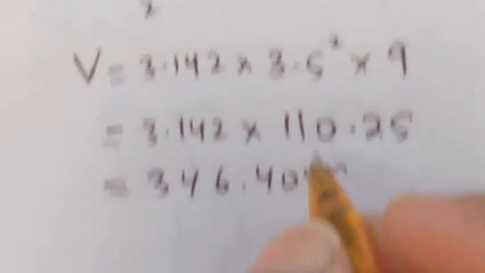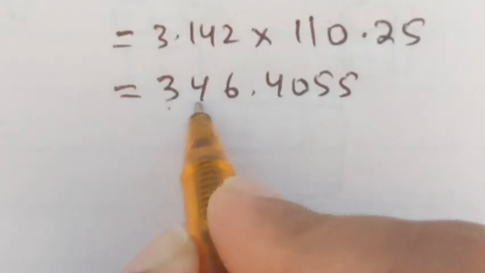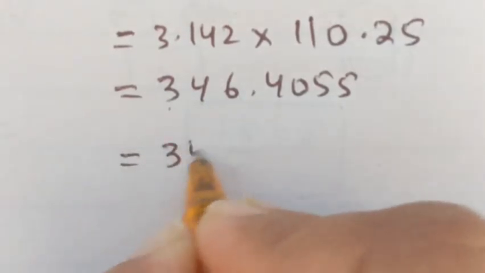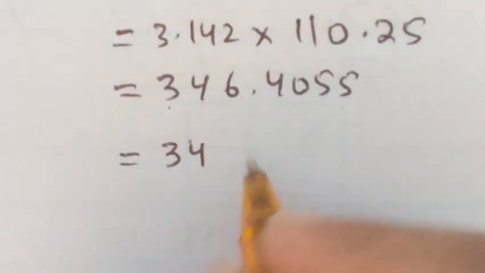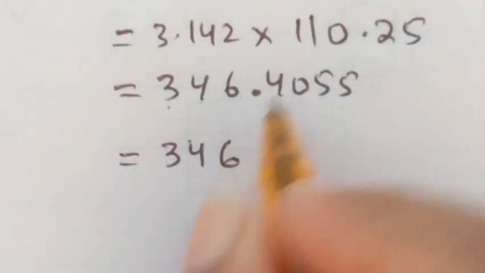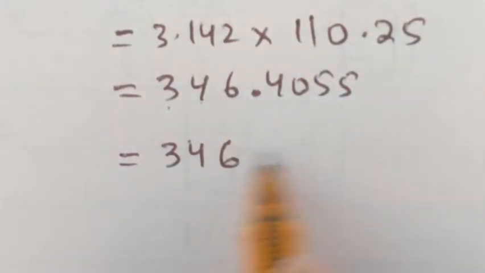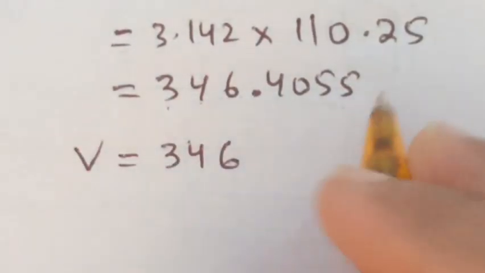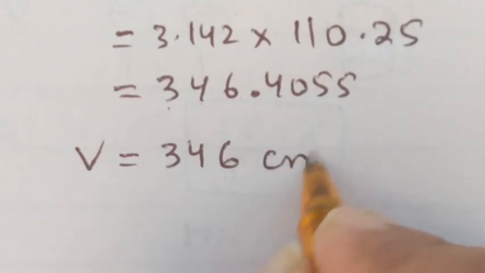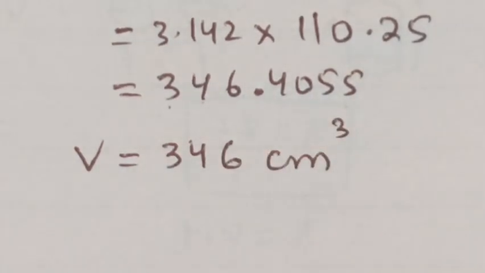So we will get the final answer, which is around 346.4055. Since we have to write the answer to three significant figures, 1, 2, 3, it will be 3, 4, 6, and the digit next to it is 4, so we won't change anything, and this is the last unit digit, so we won't write any zeros here, and the answer will be 346 centimeter cube. And that's done.